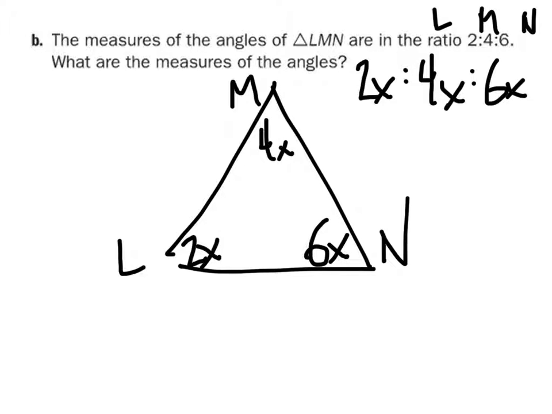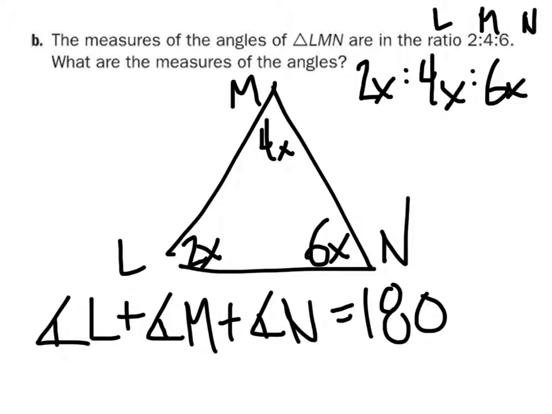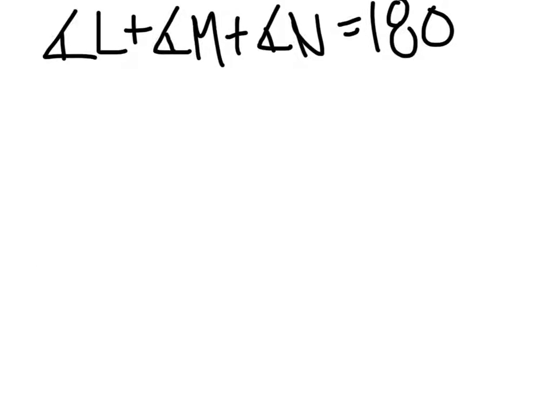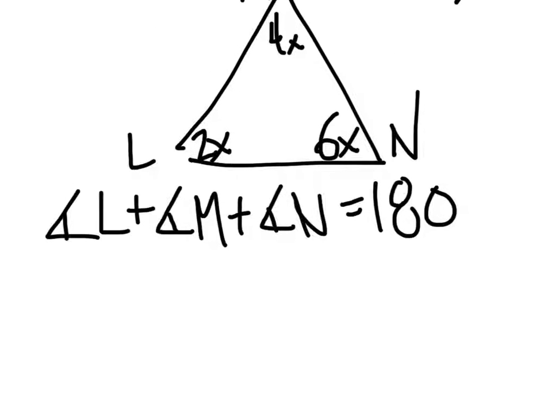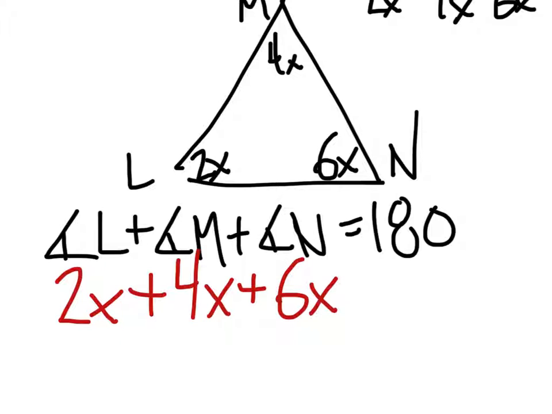Now when we solve for X, it's not going to give us any one of the angles directly, but we do know that angle L plus angle M plus angle N will be 180 degrees. So let's look at these again. We've got angle L, which is 2X, plus angle M, which is 4X, and angle N, which is 6X, and this is going to equal 180.